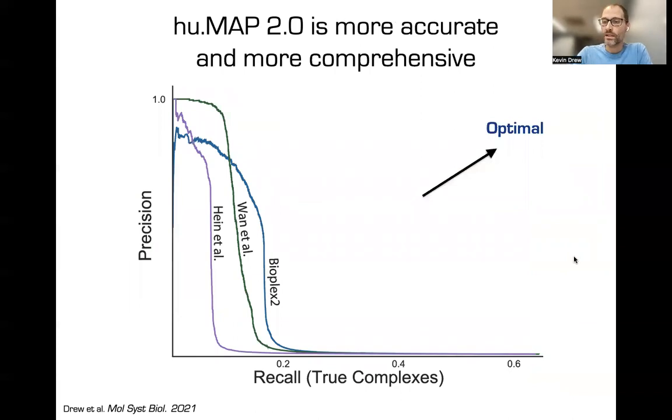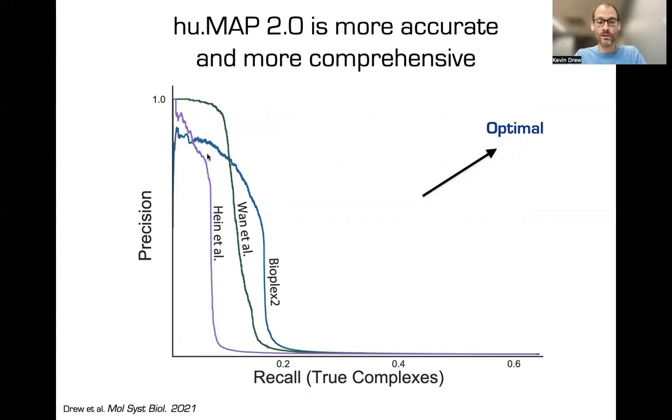So there's a number of different ways we can evaluate how well the protein complex map is performing. One way is something called a precision recall analysis. Here we have a leave-out set of protein complexes, and on the x-axis is recall of true literature curated complexes, and on the y-axis is precision. A perfect precision recall curve is essentially a straight line across the top: we're 100% precise over 100% of the benchmark.